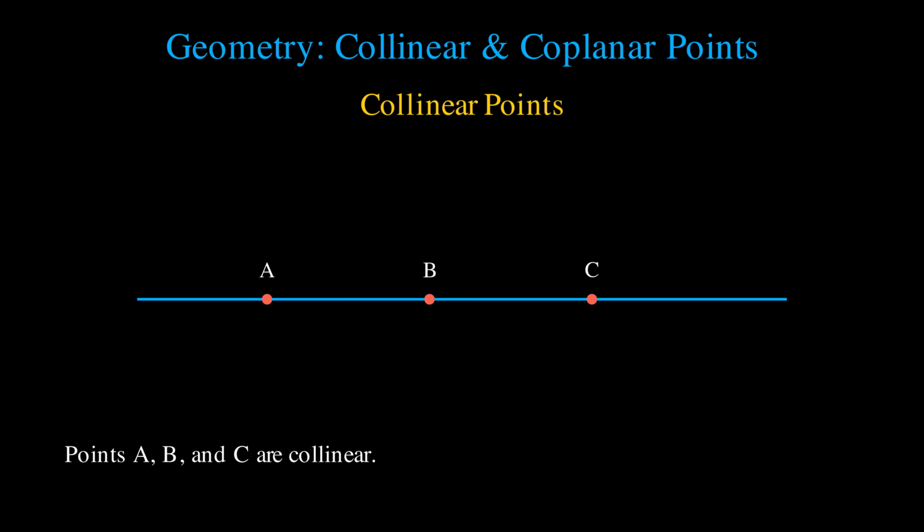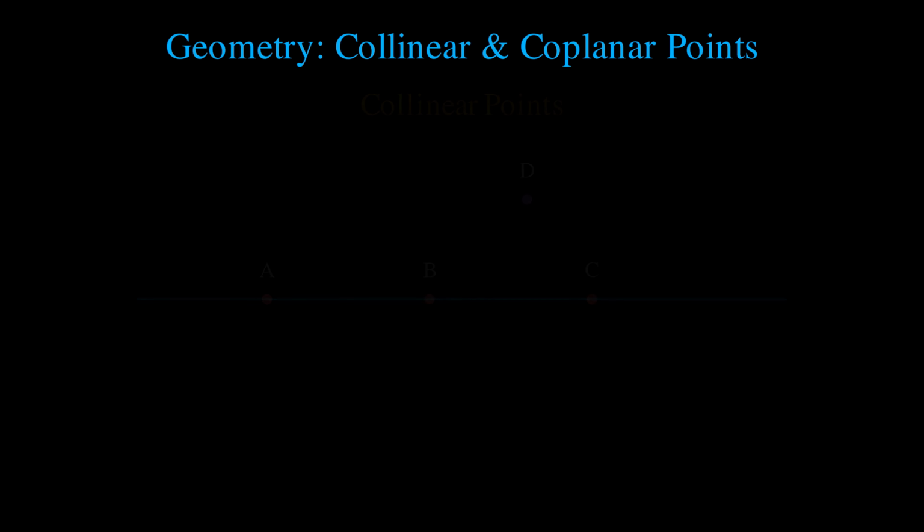Here we see points A, B, and C all sitting on the same straight line. So we say points A, B, and C are collinear. Now notice this new point, point D. Point D is not on the line. So now, if we look at points A, B, C, and D together, they are not collinear, because not all of them lie on the same straight line. So remember, collinear means same line.